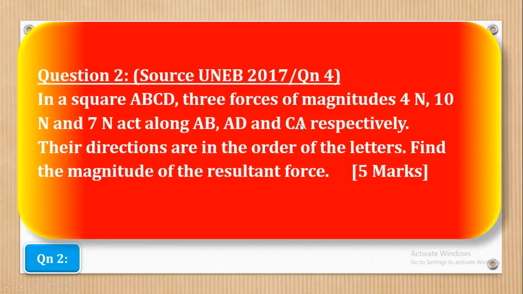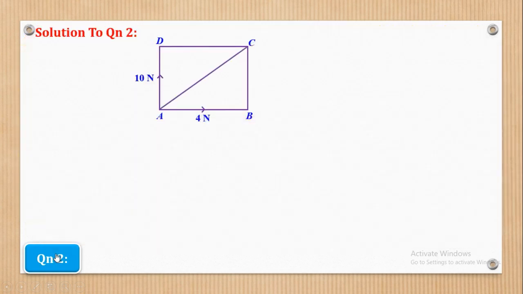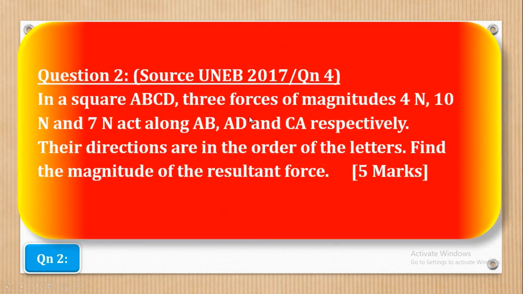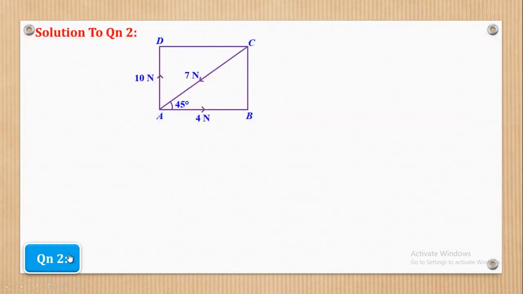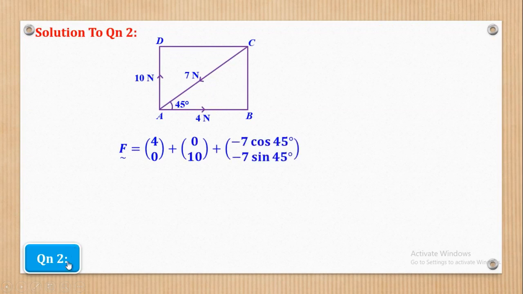The next is CA, so we shall come at CA. The corresponding force is 7 newtons, so we shall come at CA and put there the 7 newton force. Because it's a square, this angle will be 45 degrees. So now that we have put all the forces, next is to get the magnitude of the resultant force. For you to get the magnitude, you have to first resolve both horizontally and vertically. So when I resolve horizontally and vertically, I'll come up with those components.